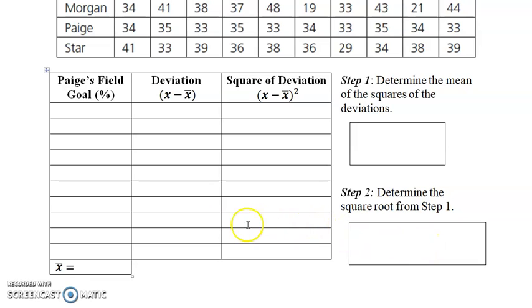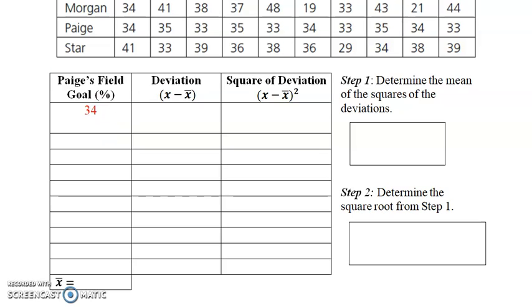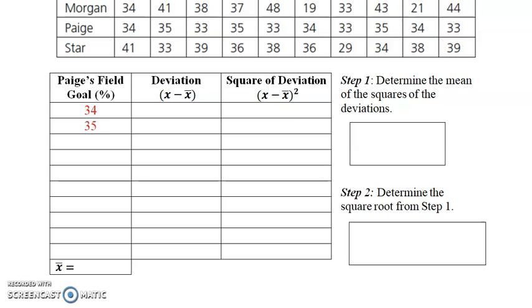Okay? So I'm going to write down the piece of information from Page's field goal percentage. So 34, 34, 35, 33, 35, 33, 34, 33, 35, 34. Pretty consistent, as you can see.